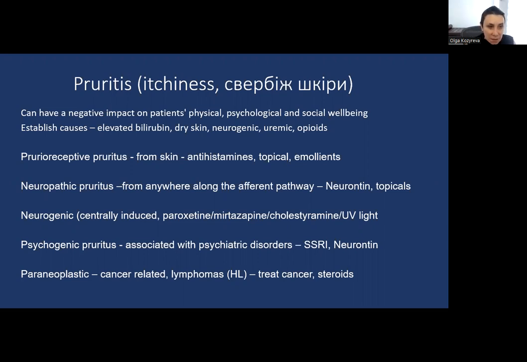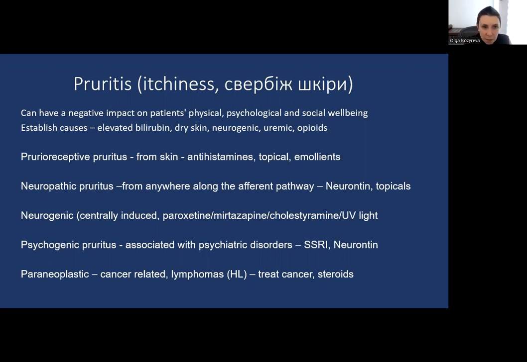One is coming from skin. It's called pruritoceptive pruritus. Coming from skin, we can use antihistamines. Topicals can be used, and sometimes it can be caused by dry skin, so we can use just moisturizing. Neuropathic pruritus can come, for example, after herpes zoster; the patient can have itchiness in the area of the nerve and dermatome distribution. Neurontin or topicals can be helpful. Sometimes a lidocaine patch can be helpful in this type of pruritus.